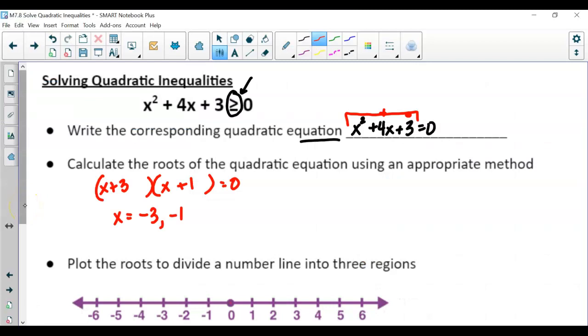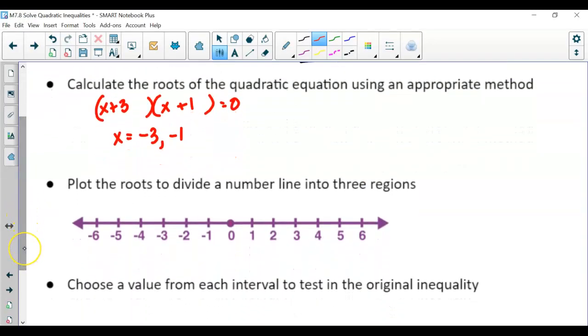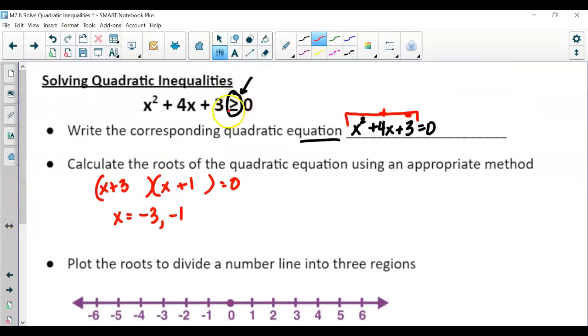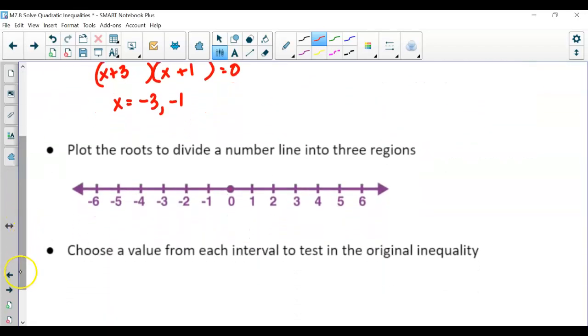So now, what we're going to do is take these zeros and plot them on a number line to create 3 different regions. Because this is greater than or equal to, we are including, because of that equal, I'm going to create a solid line including -3 and -1. So notice by doing that, I've created 3 regions, 1, 2, and 3. And we're going to choose a value from each of these to test.